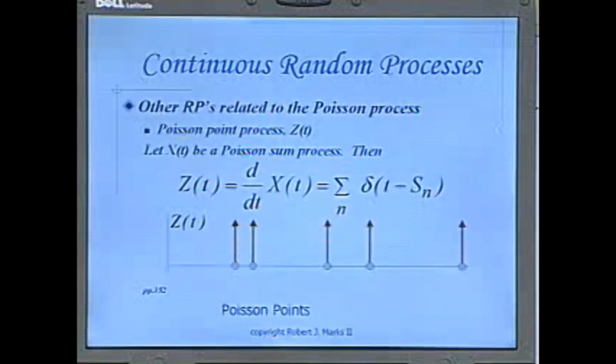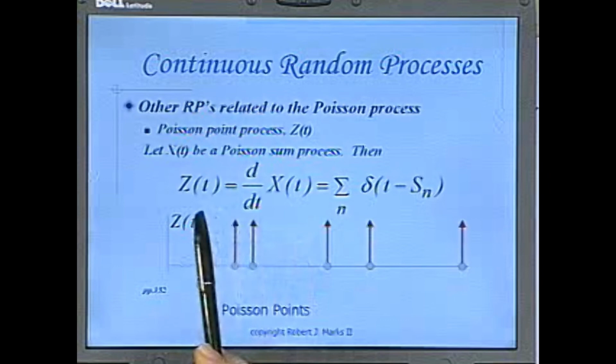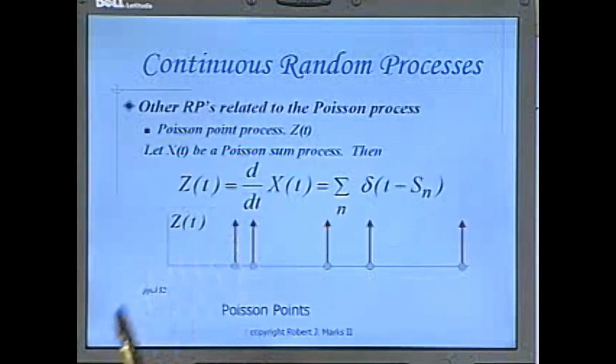We have already seen two stochastic processes which are related to the Poisson stochastic process. We've seen the Poisson counting process, and we have seen the telegraph process. Both of them take advantage of Poisson points on a line. We can also talk about a Poisson point process. A point process is a derivative of the counting process. What does that mean?